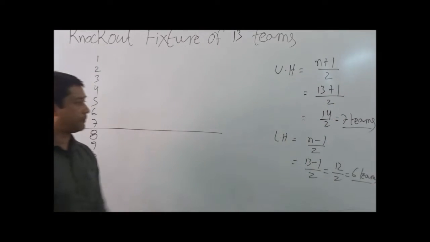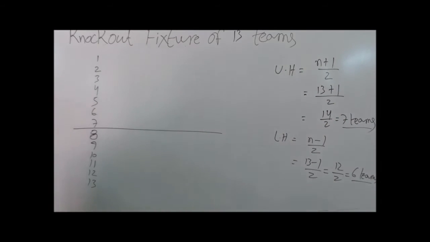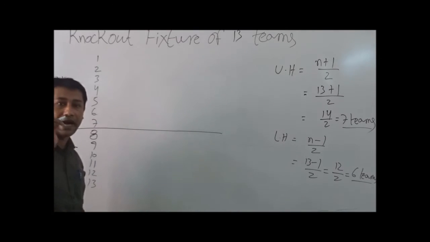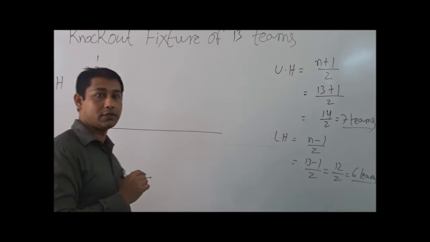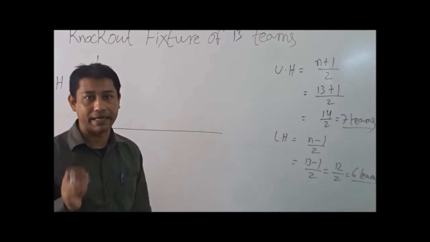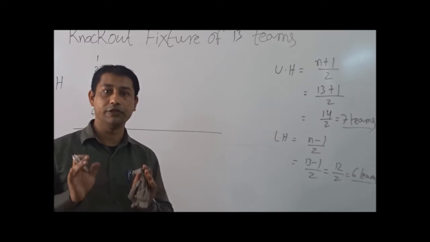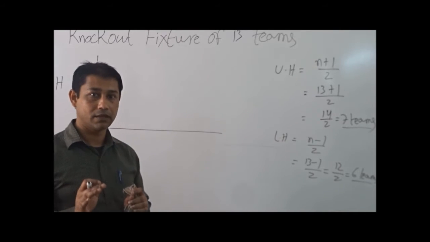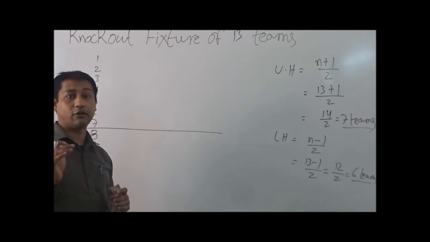So 7 teams in upper half, 6 teams in lower half. Now we need to see whether the teams are paired or not. We will find one team will be unpaired in upper half. So whenever teams will not be paired, we need to use bye. Now, how to find out bye?